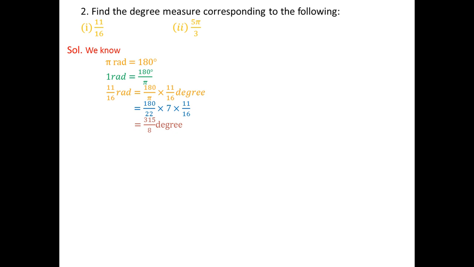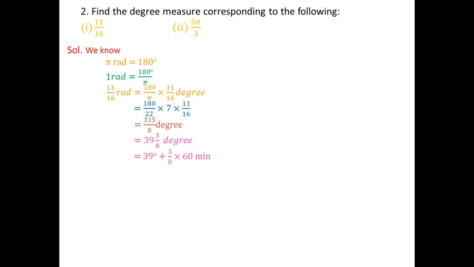This is not our answer. 315 by 8 degree. We have to simplify this. So it can be written as this, in mixed fraction. Now 39 is degree, but 3 by 8 is in fraction. After degree, we use minutes. After minutes, we use seconds. Smaller units.